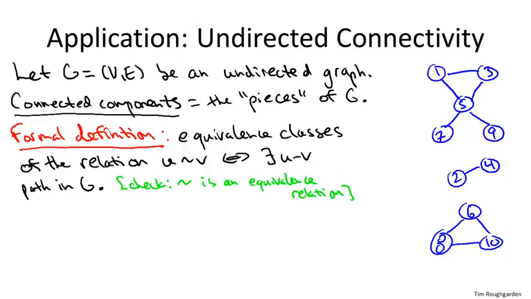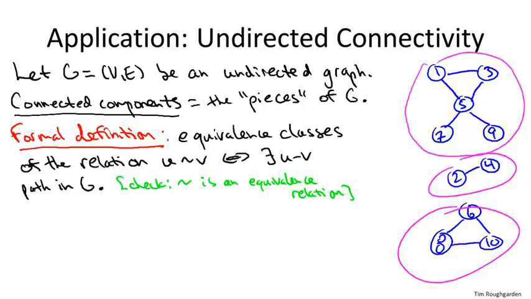Equivalence relations also have to be symmetric, meaning if u and v are related, then v and u are related. Because this is an undirected graph, it's clear that this is symmetric. If there's a path from u to v in the graph, there's also a path from v to u, so no problem there. Finally, equivalence relations have to be transitive. That means if u and v are related and so are v and w, then so are u and w. That is, if u and v have a path, and v and w have a path, then so does u and w. And you can prove transitivity just by pasting the 2 paths together.